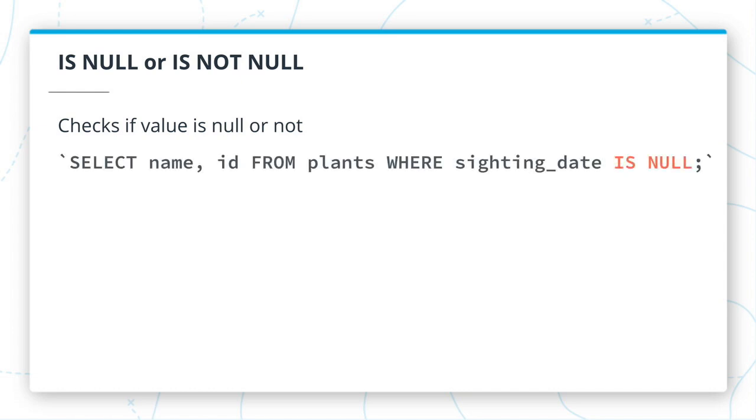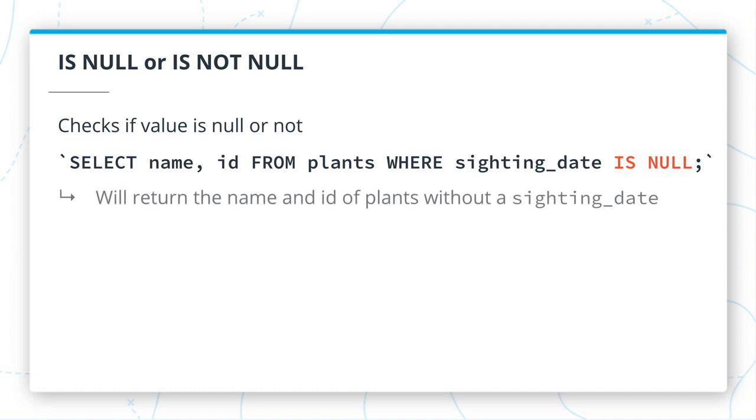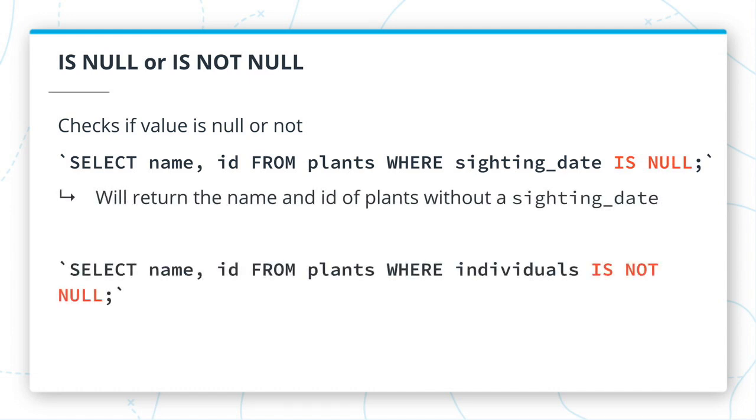And for our last filter word, we have is null or is not null. This checks if a value is or is not null. This is really helpful for finding gaps in the data in a database. For example, in this query, we can look for where the citing date is null, and we will get a result of all the rows where someone forgot to add the citing date. On the other hand, we can also look for where individuals is not null, and this would get us a list of valid rows where the number of individuals was successfully recorded.